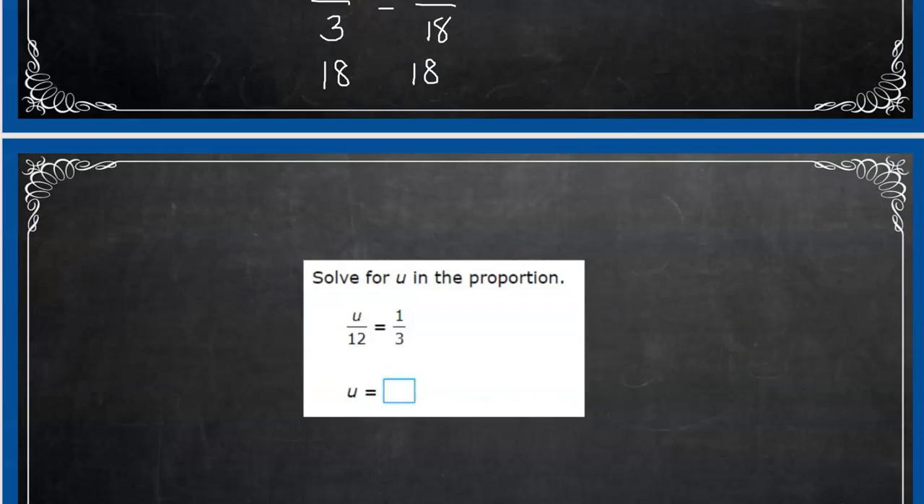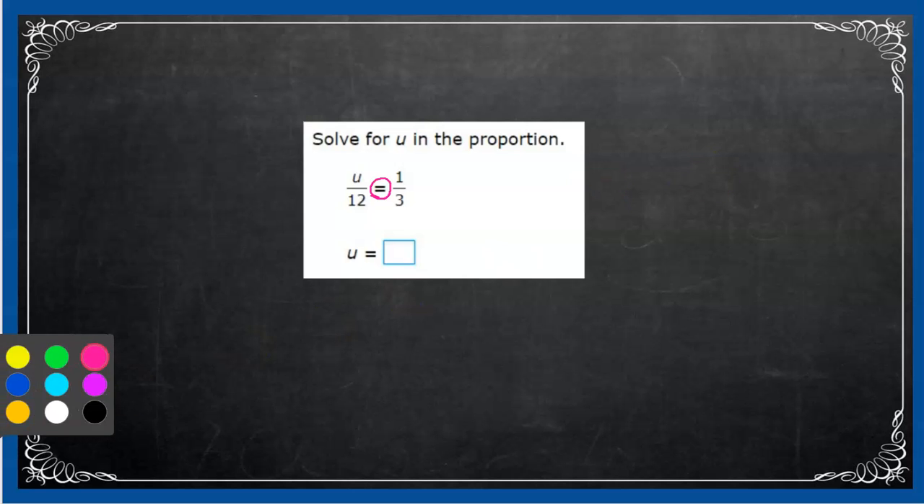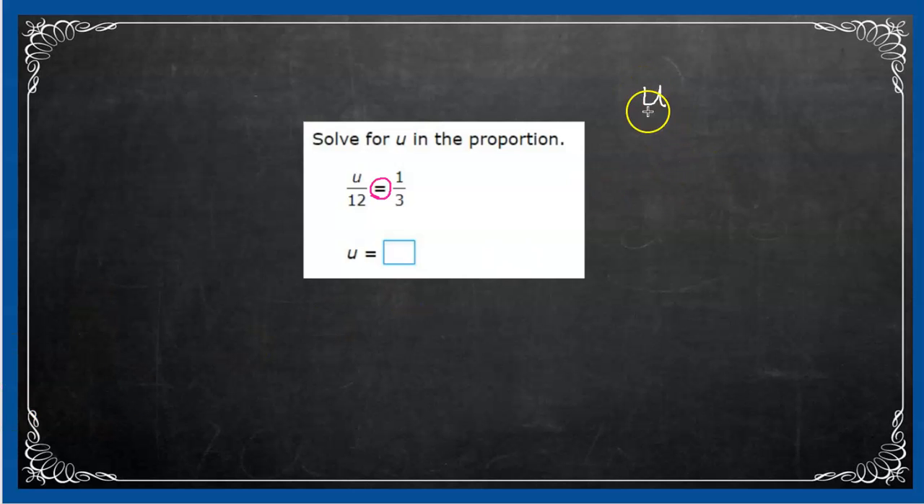So let's look at an example. This says solve for u in this proportion. So I have u over 12 equals 1/3. The important thing to note here is that they've told me these two things are equal. Okay, so if they equal each other, that means their cross products are equal to each other. So let's think about this. So what I can do is I'm going to rewrite this over here.